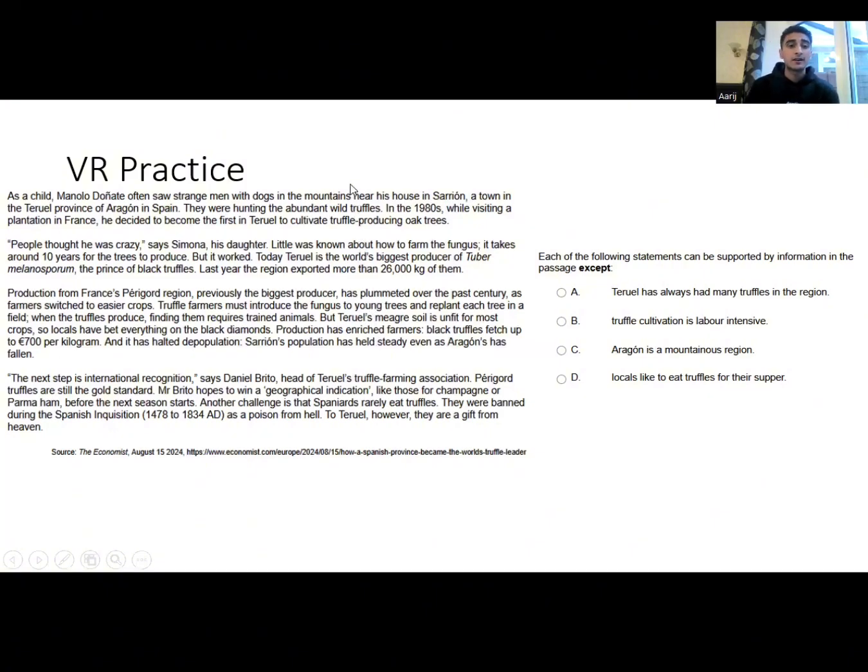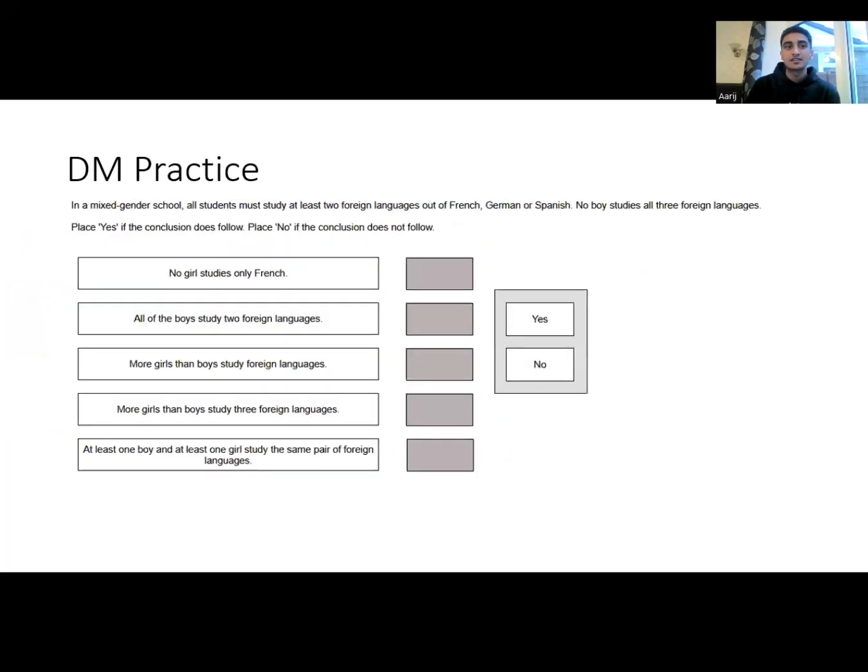Okay, so that was a bit of VR practice. I know it's very brief, but we're going to be moving on to some decision-making practice now. Okay, so same thing as before. Give it a read, have a look. If you're on the webinar, I'll stay quiet for a couple of minutes, but if you're on YouTube, just pause the video because I will be moving on in the next couple of seconds for you.